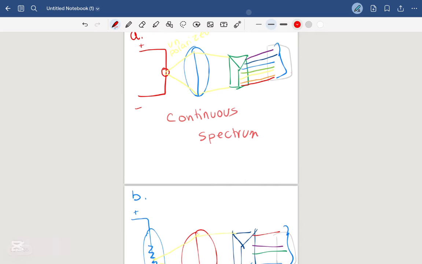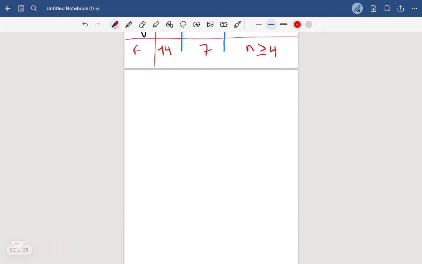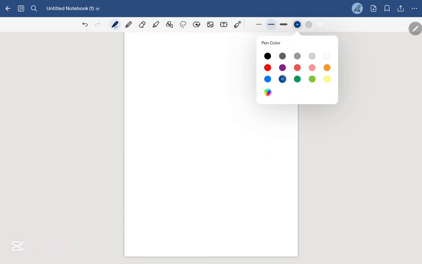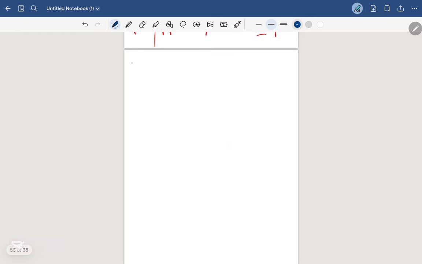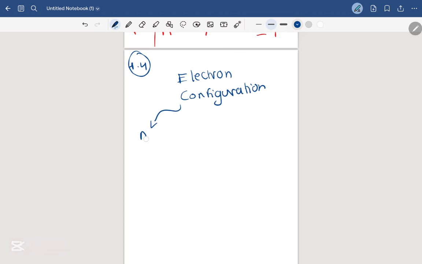Perfect. Now we move on to the very last section, which is section 1.4, which is basically electron configuration. There are 3 rules regarding electron configuration. The first rule is the Aufbau rule. The second rule is Pauli's exclusion rule. Pauli is very important when it comes to these, by the way. And then the last one is Hund's rule.